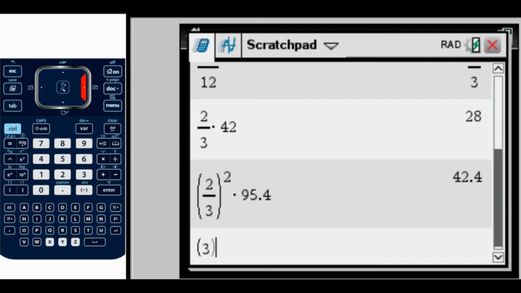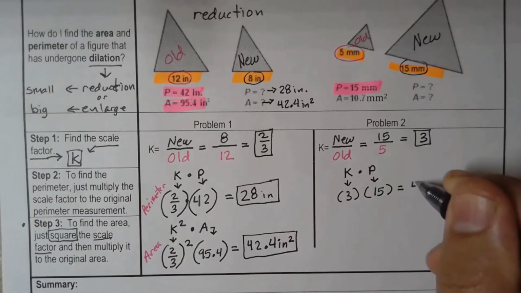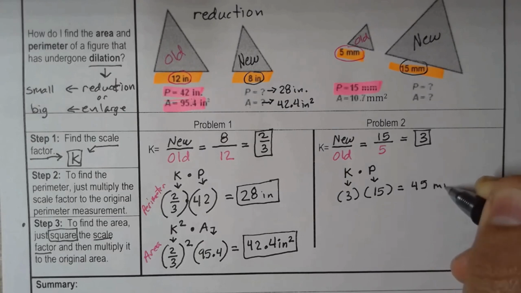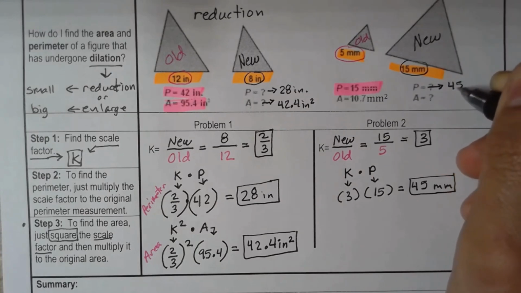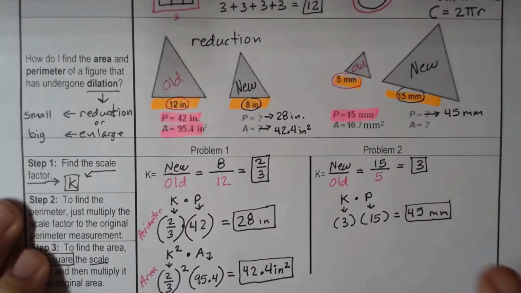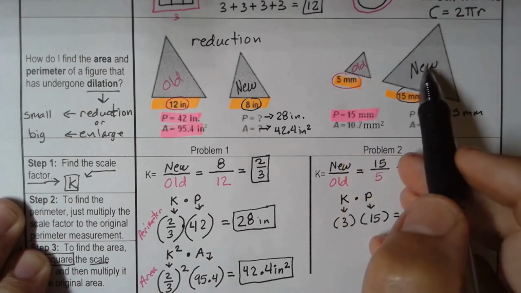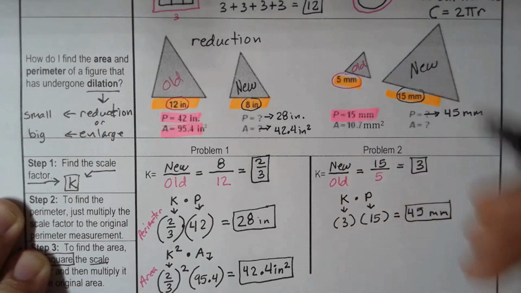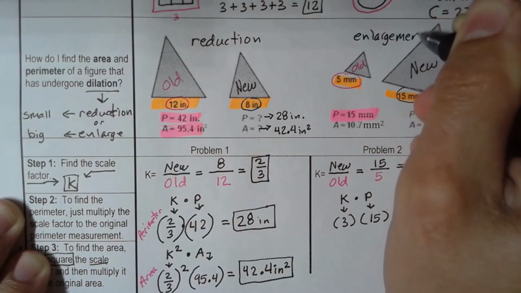So I'll put parentheses 3 times 15. And it gives me 45. So this is going to be 45 millimeters. So we know what the perimeter is now. This perimeter is actually 45 millimeters. Now what I hope you realize, if you're looking at this shape, is that this was a small one and this is larger. So we went from a small shape to a big shape. So in this case, we're going to call this an enlargement. So I want you to write that up there. Enlargement. Because it got bigger.